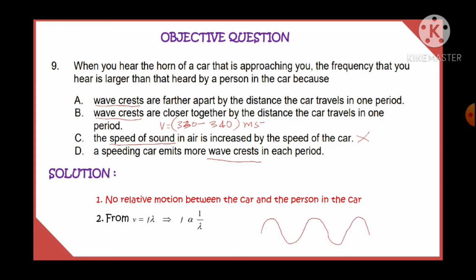Take a look at it. Let's say this is the wave. So this is the crest of the waves. The distance between the two crests is lambda. Meaning that if the frequency is larger, the frequency is increased. So if we want the frequency to increase, the wavelength is supposed to decrease, or be smaller, with crests close together. Okay, so the best choice is B, because it states that the wave crests are closer together by the distance the car travels in one period. That's the best answer. Our key point is close together.